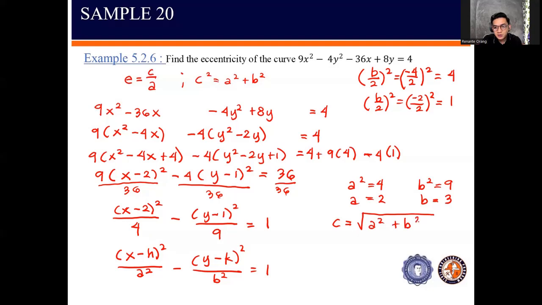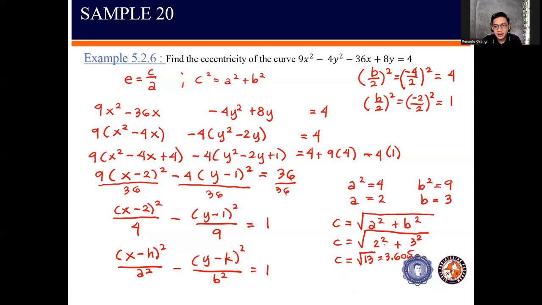plus b squared. So therefore, c is equivalent to, ready na calculators ninyo, that is 2 squared plus 3 squared, or that is equivalent to 4 plus 9. So 4 plus 9 is equivalent to 13. So hindi siya sakto, no? C is equivalent to the square root of 13. Or if you will calculate that one, that is 3.605.